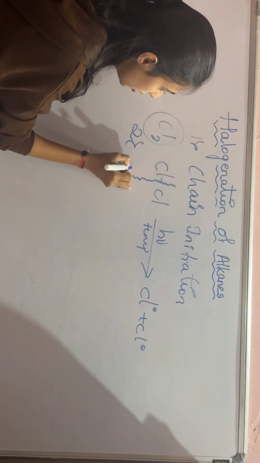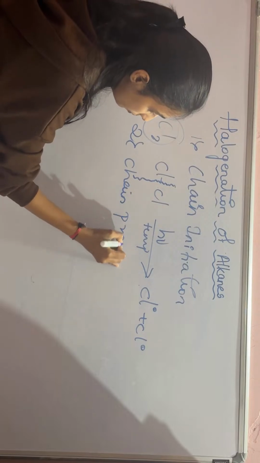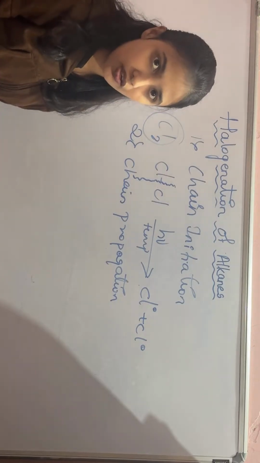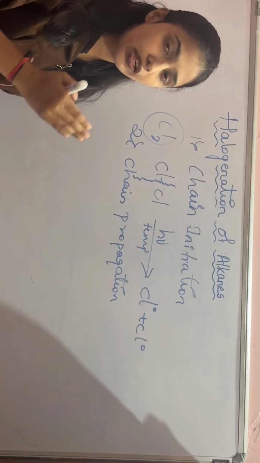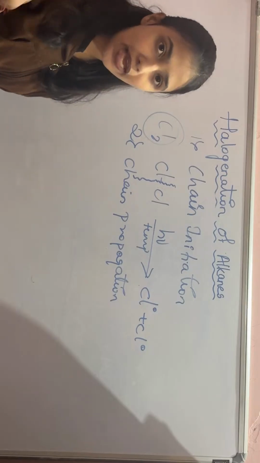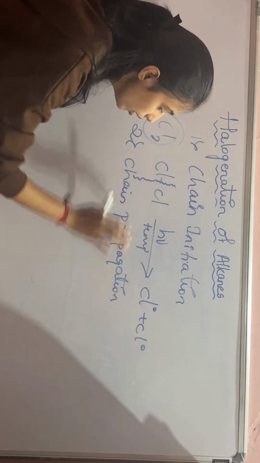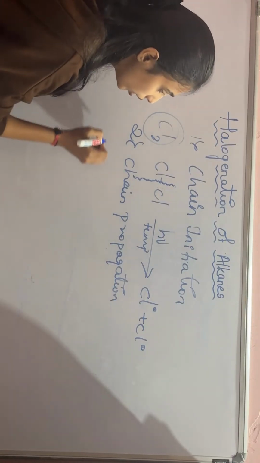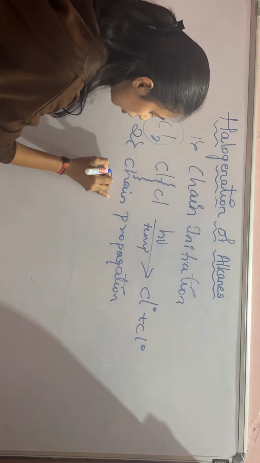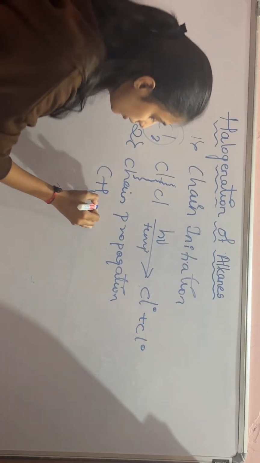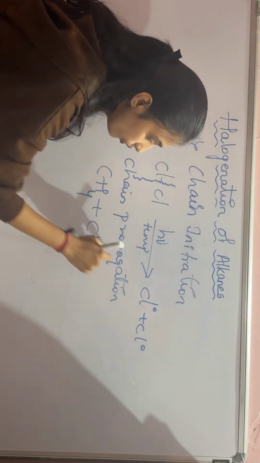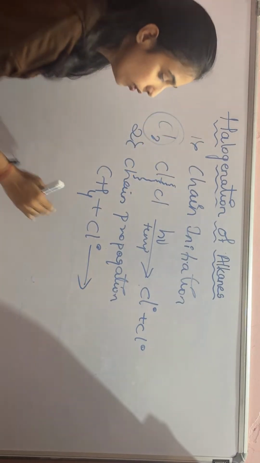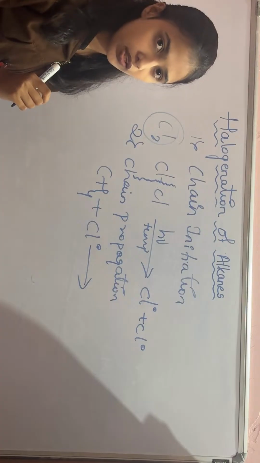Then your second step is chain propagation. Chain propagation is once the chain has been initiated, the further reaction will be carried out, the continuation of the chain. How the continuation of chain takes place: the normal alkane is going to react with one of the free radicals, and that is going to form our next methyl free radical.